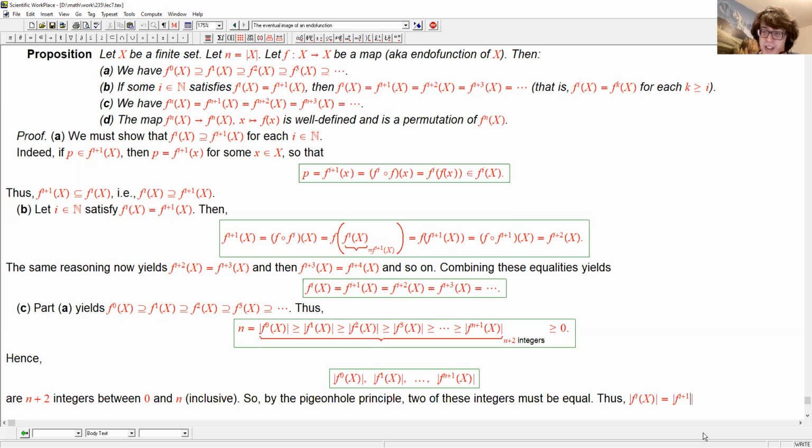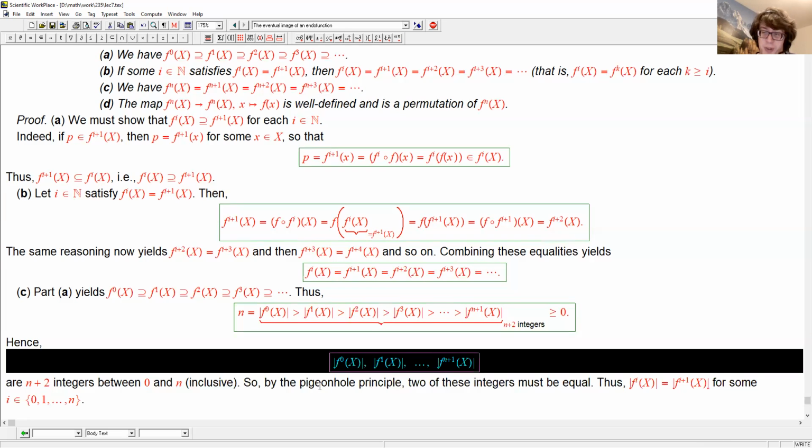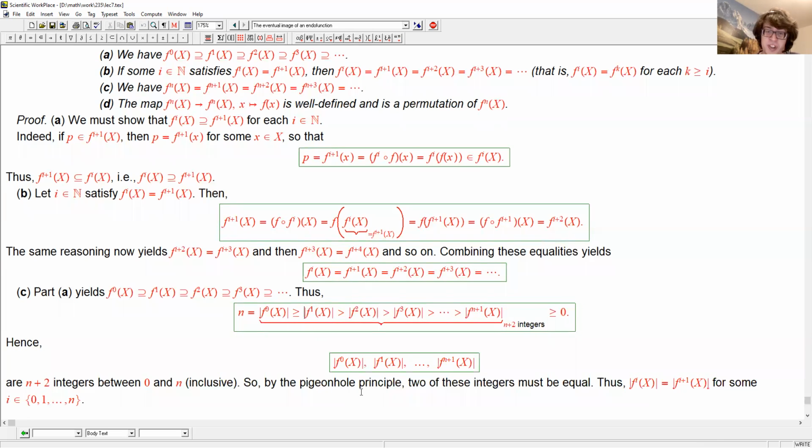So there is an i, for some i between 0 and n, such that these two consecutive integers are equal. Consecutive, I mean in this chain, not consecutive as integers. Because if this wasn't the case, then all of these greater-or-equal signs would be greater signs, and greater signs would make all of the integers distinct, but they cannot all be distinct by the pigeonhole principle. So I must have an equality somewhere in this chain.